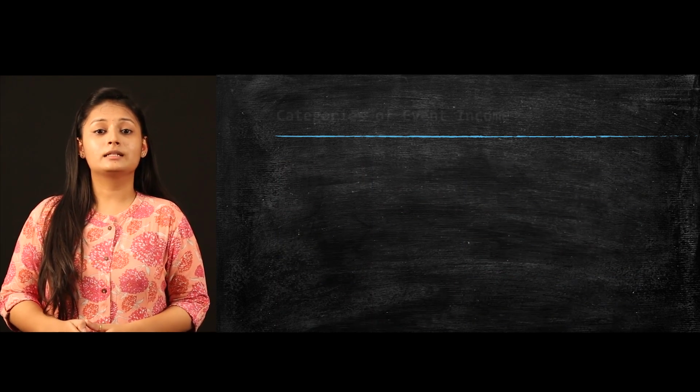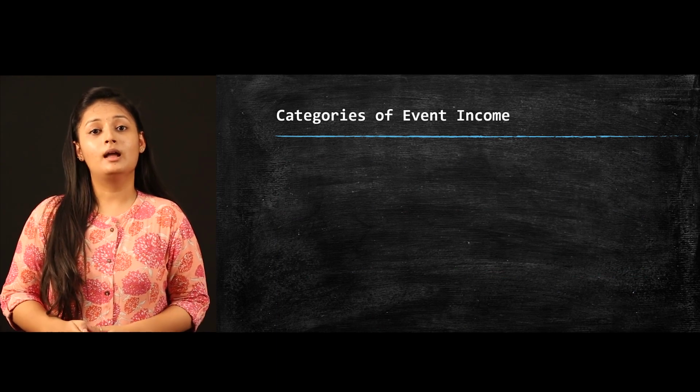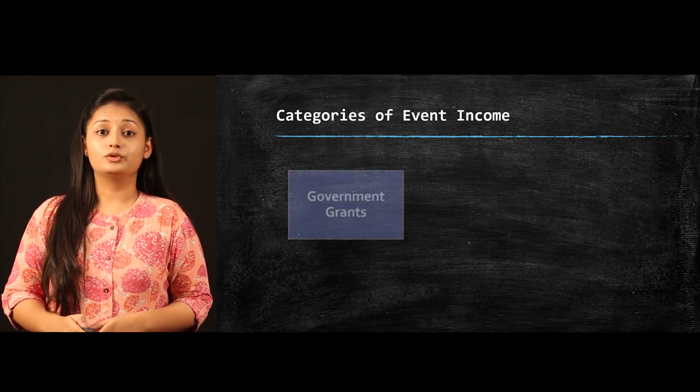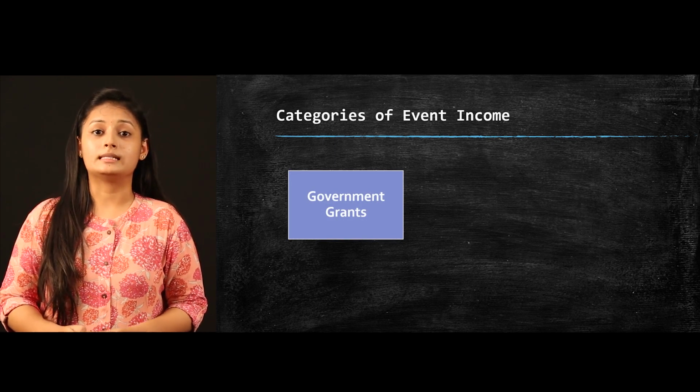The next is the category of event income. Now, from where can you get the income while you are running the event? So the first is government grant. Now, to obtain the government grant for the successful running of the event is not an easy task.